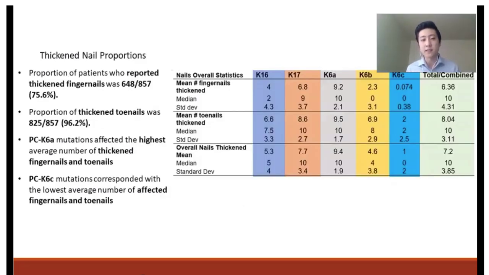Regarding our analysis of affected nails in PC, the overall proportion of patients who reported thickened fingernails was 648 out of 857, or about 75%, while the proportion of thickened toenails was about 96%. Of the PC mutations, PCK6A had both the highest average number of thickened fingernails and toenails, as well as a significant proportion of patients who experienced nail thickening within their first year of life. On the other hand, mutations in K6C corresponded with the lowest average number of fingernails and toenails thickened. Again, you can refer to the table for the exact proportions.